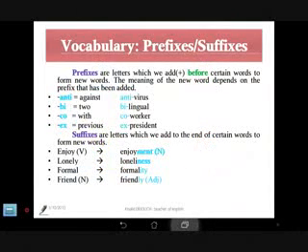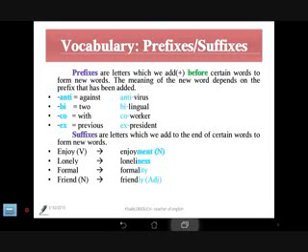So we go straight to the first lesson of unit number 4, which is a vocabulary lesson that talks about prefixes and suffixes. Prefixes are letters which we add before certain words to form new words. The meaning of the new word depends on the prefix that has been added. Examples: anti means against, antivirus.